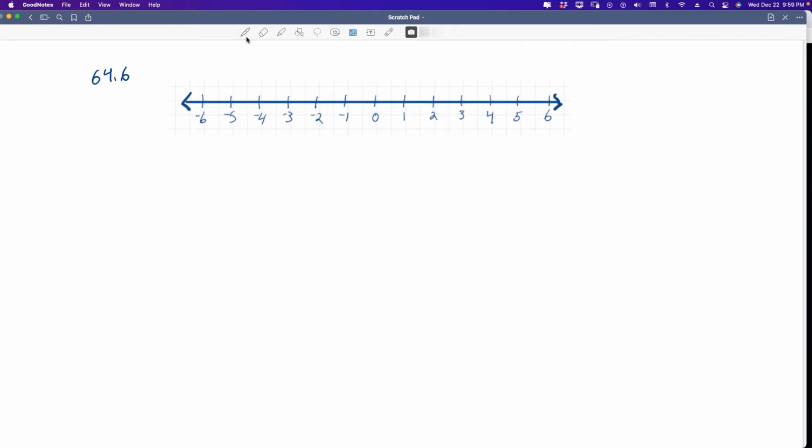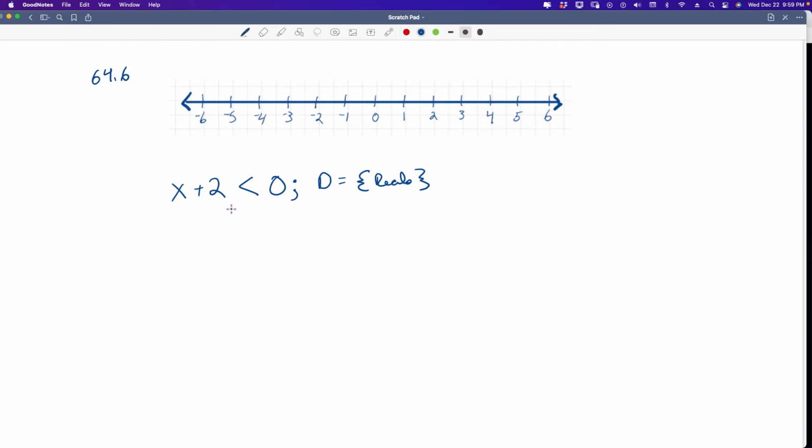There it is. And our problem says that he wants us to graph x plus 2 is less than 0, and our domain is going to be the real number system. So reals. Okay, so all the numbers. All and any of the numbers. So that means we're drawing on the line, okay?